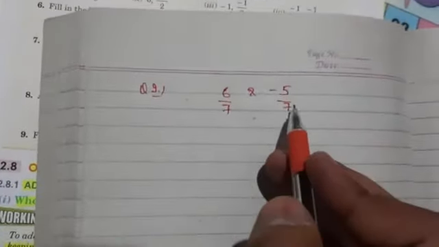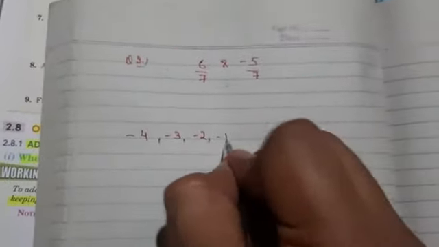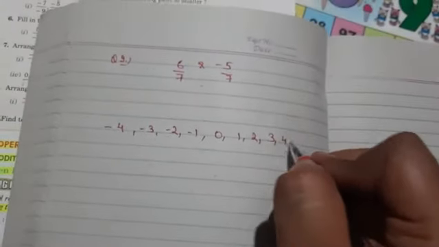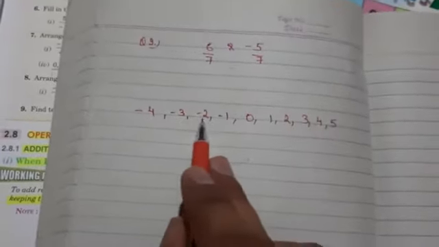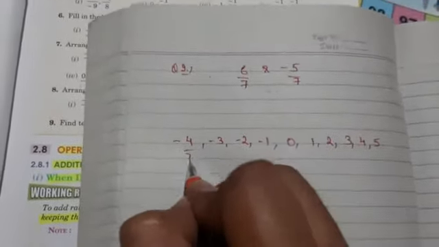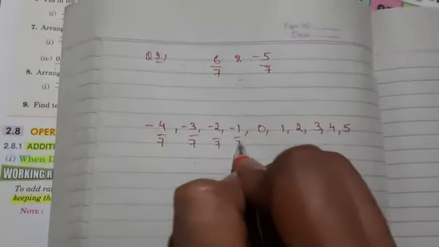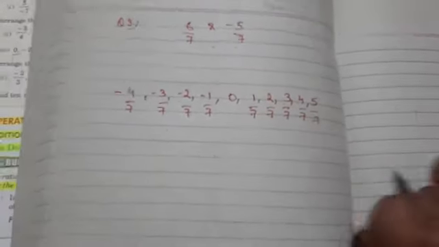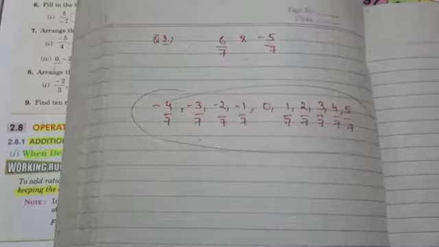Since minus 5 is given, as per the number line, we need 10 numbers between minus 5 and 6: minus 4, minus 3, minus 2, minus 1, 0, 1, 2, 3, 4 and 5. That is 1, 2, 3, 4, 5, 6, 7, 8, 9, 10, 10 rational numbers. Now put each of them over 7. So this is your required answer.